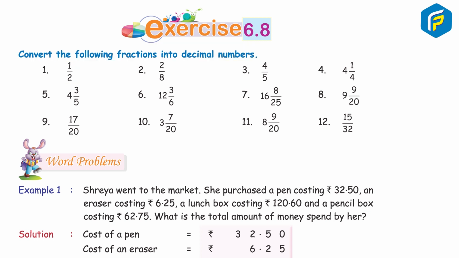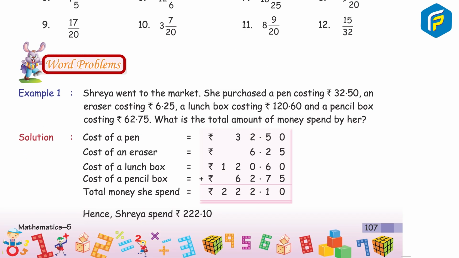1. 1 upon 2. 2. 2 upon 8. 3. 4 upon 5. 4. 1 upon 4. 5. 3 upon 5. 6. 3 upon 6. 7. 8 upon 25. 8. 9 upon 20. 9. 17 upon 20. 10. 7 upon 20. 11. 9 upon 20. 12. 15 upon 32. Word problems.